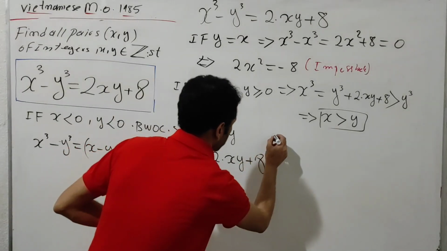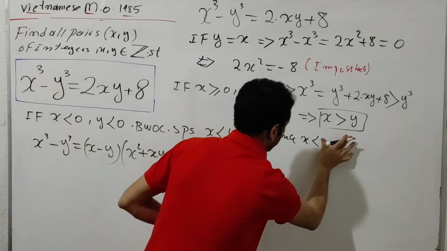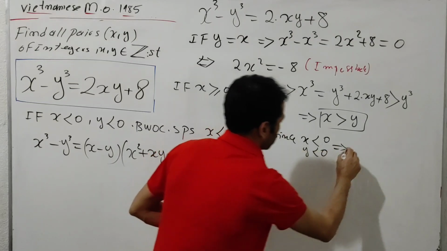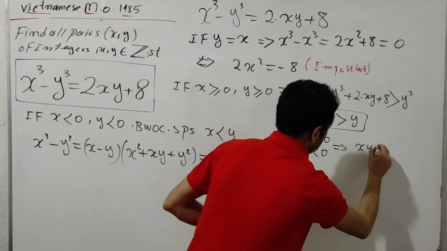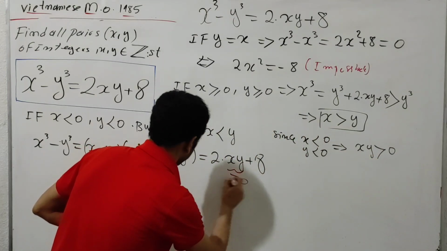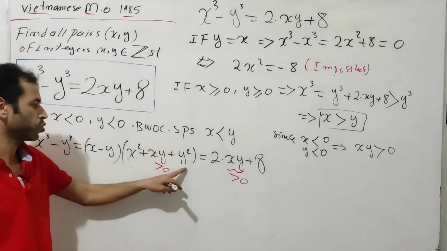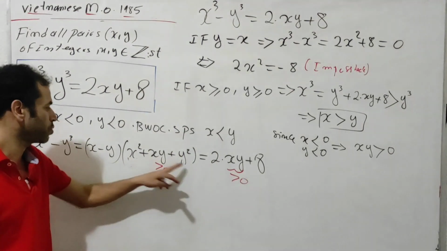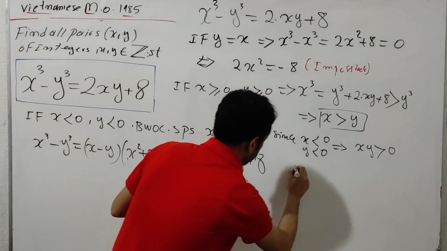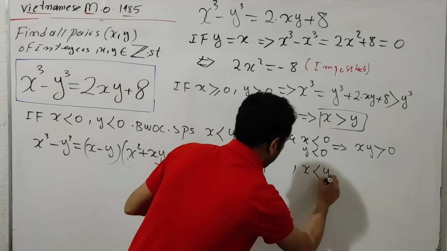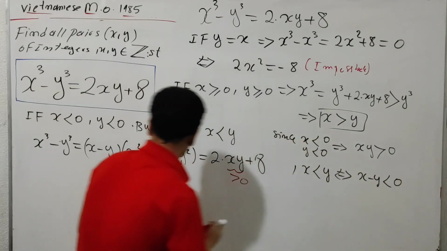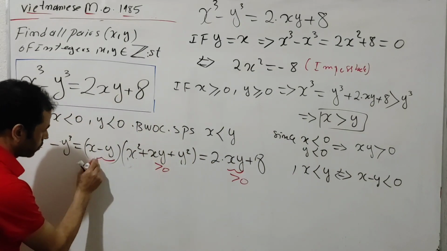Okay, since x is strictly inferior to 0 and y is strictly inferior to 0, the product of these two numbers, xy, is strictly superior to 0. Okay, this term is positive, and this one and this one are positive because we have squares here. So we need to compare this one. By assumption, we have x strictly inferior to y. That means x minus y is strictly inferior to 0. Okay, that means this term is negative.